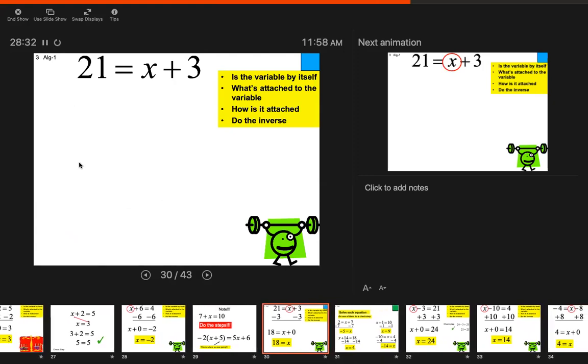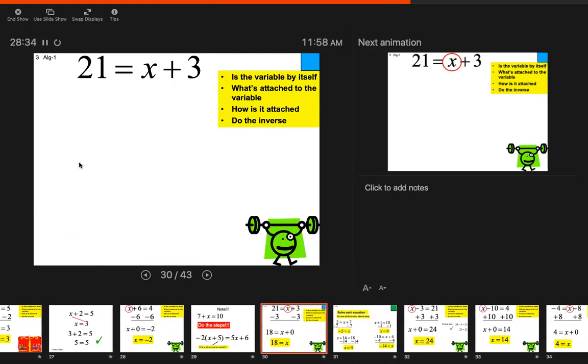All right, here we go. Where's the variable, left or right side? Okay, what's attached to it? There's a 3 attached. How is the 3 attached to the x? How do we get rid of addition? What do we subtract from both sides? So we subtract 3 from both sides.